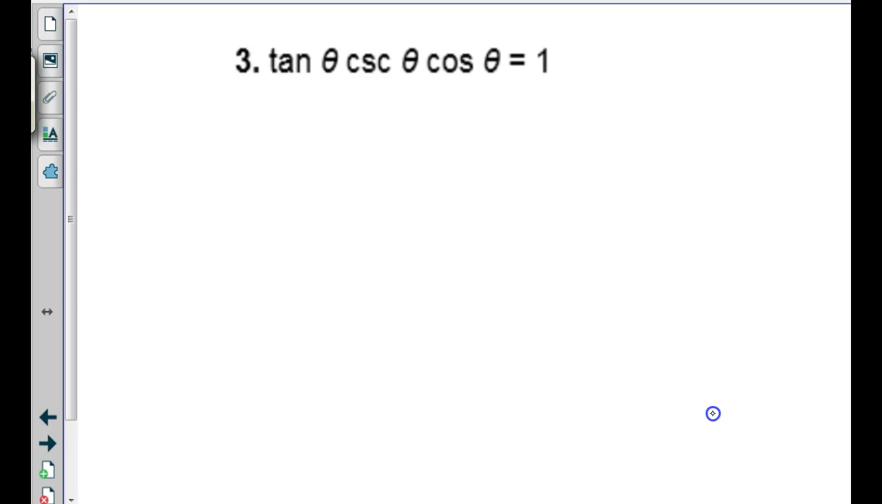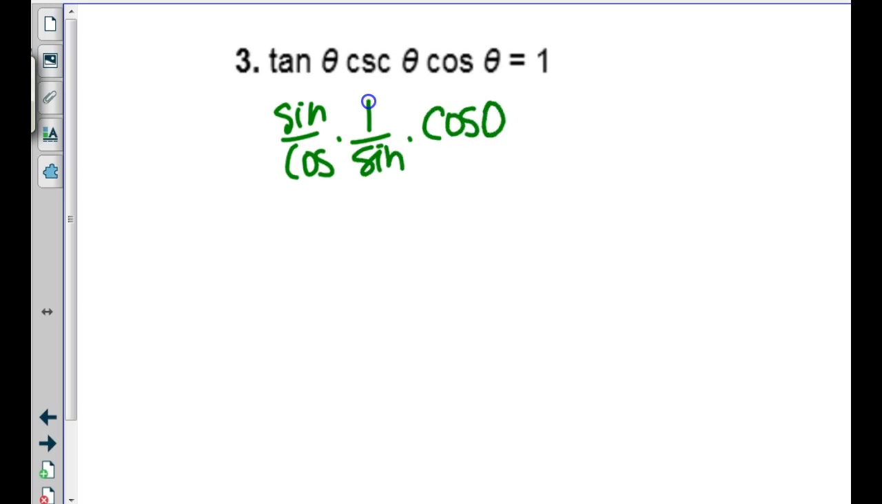This one's super easy. Can I just skip this one? Because what's sine, guys? Sine over cosine. Cosecant is 1 over sine times cosine. What happens? Cancel, cancel. 1 equals 1. That's the work, okay? That's the whole thing. That's all you got to do. Good luck.